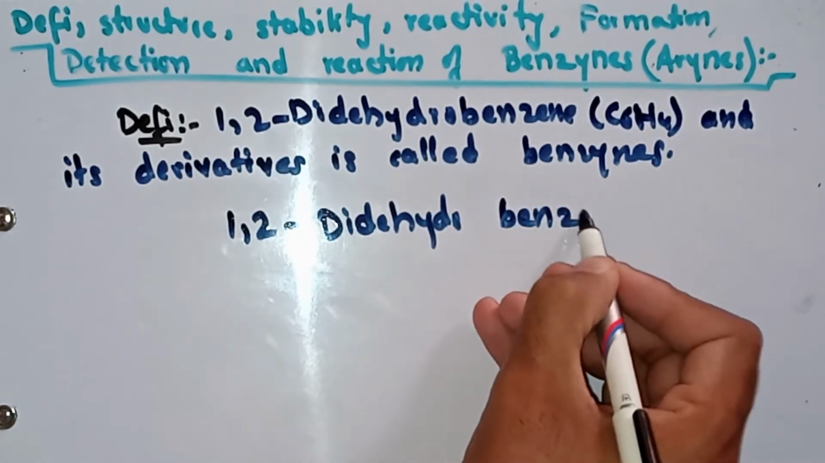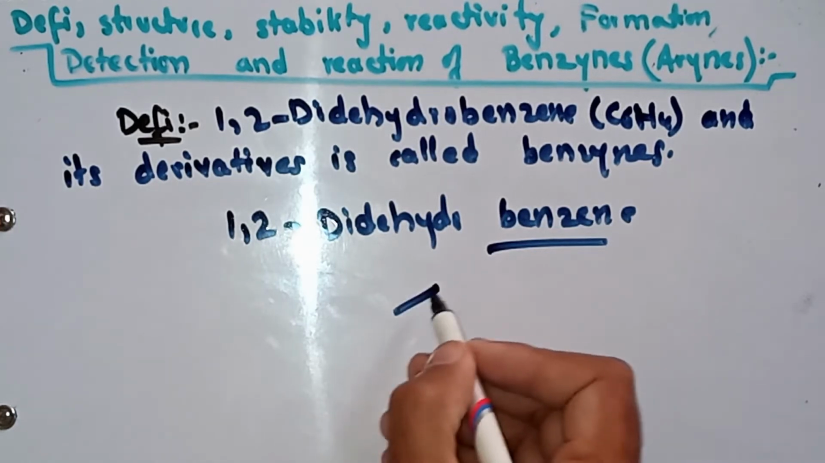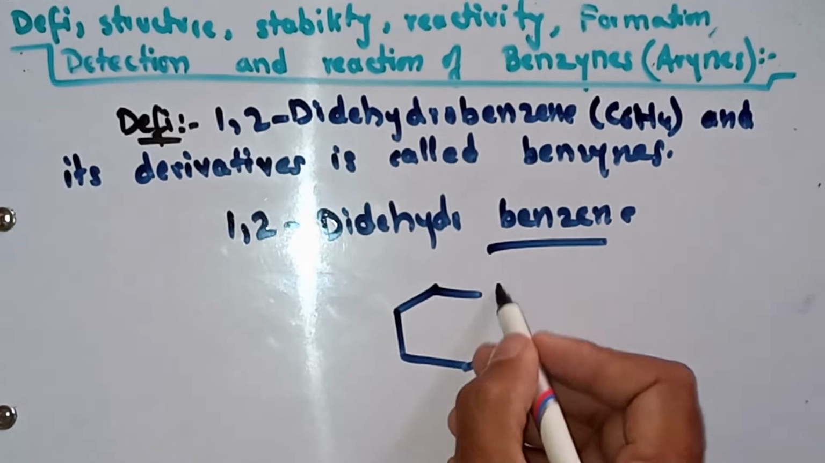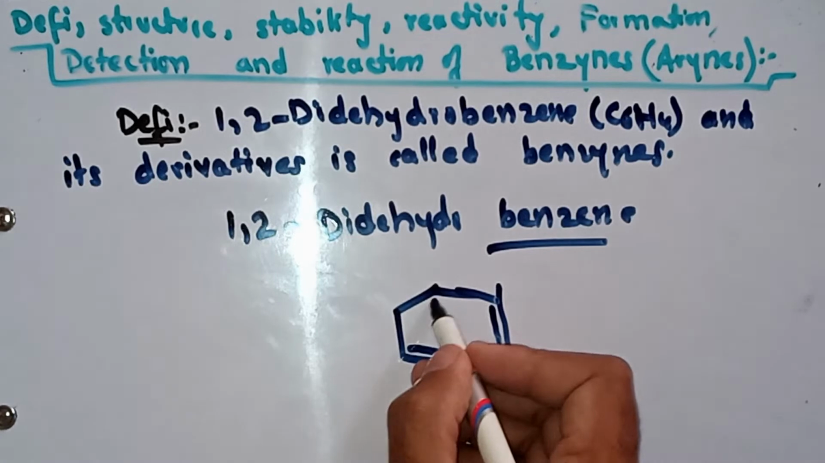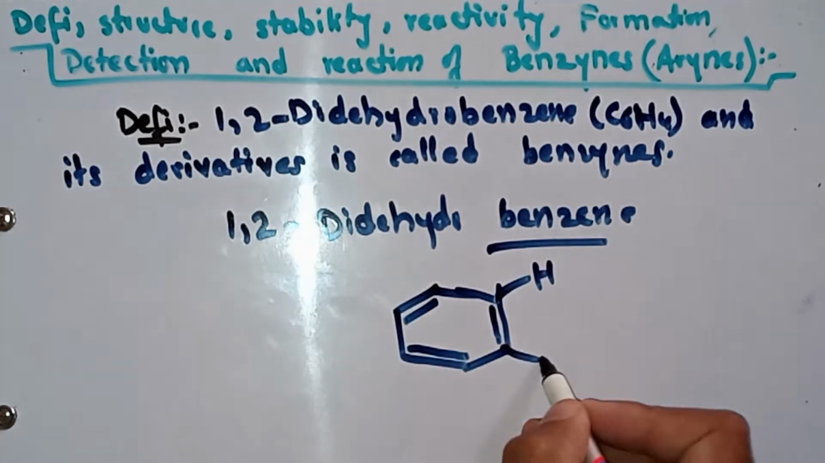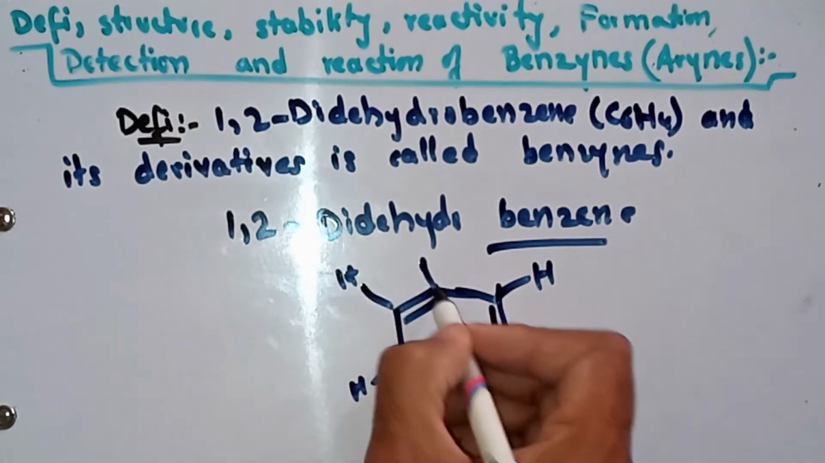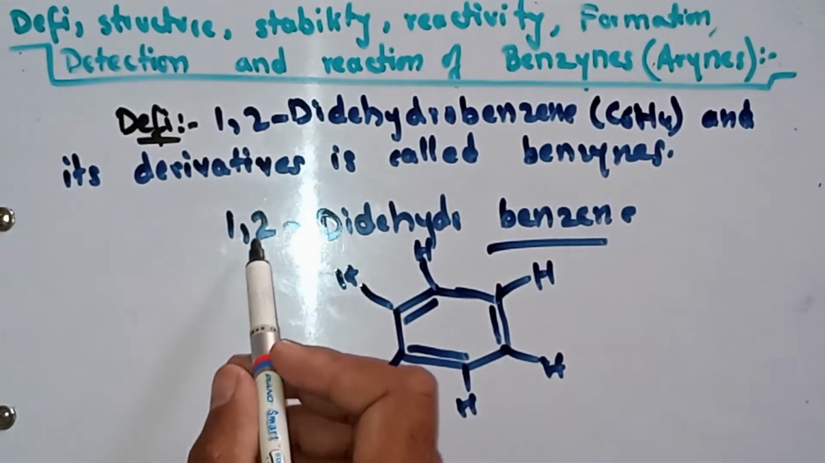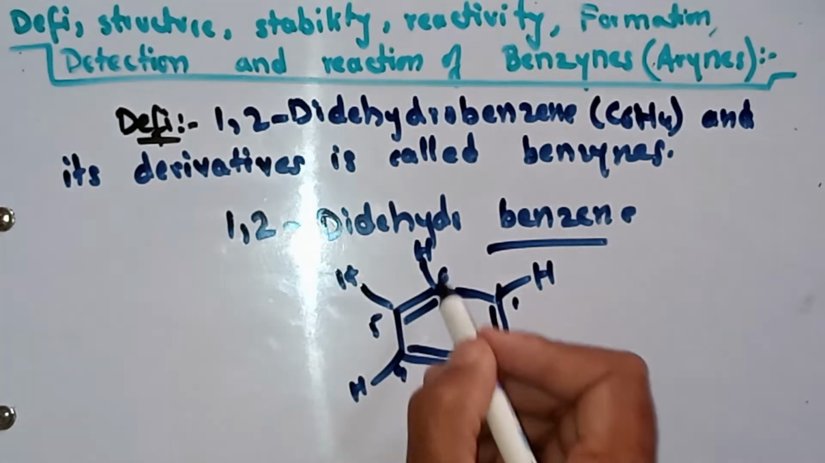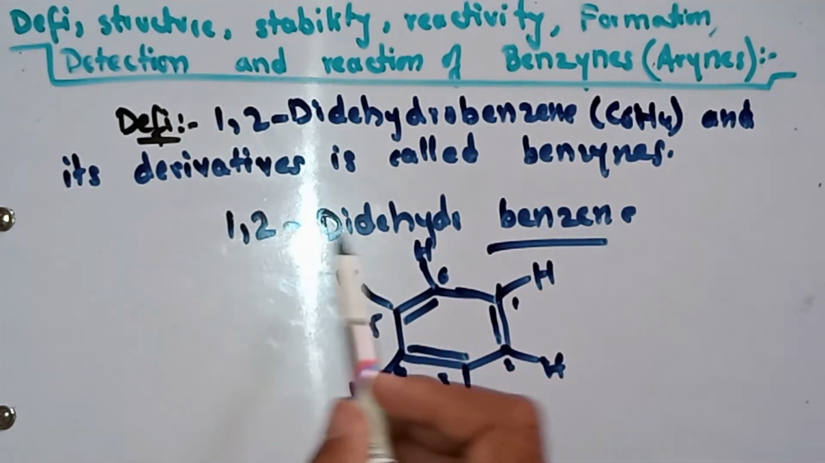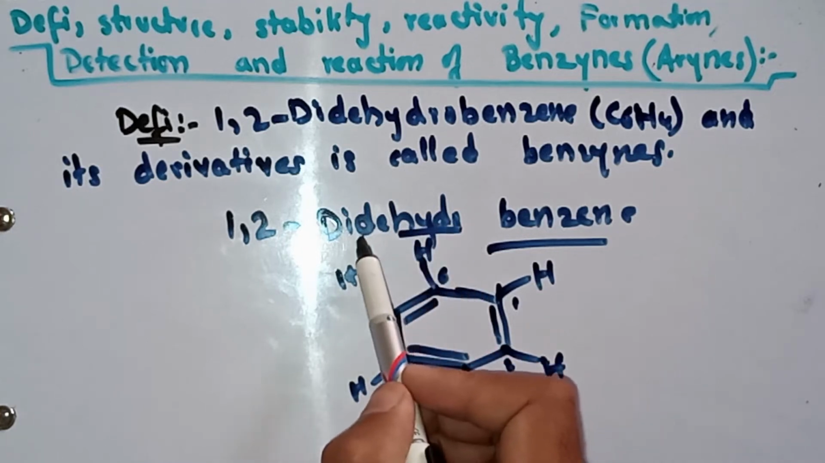Benzene means, first of all, you draw the structure. It is the structure of benzene. When you draw the structure of benzene, you remove hydrogen, because it says to remove the hydrogen of carbon one and carbon two. Let's suppose this is carbon one, this is two, three, four, five, and this is six. 1,2-dihydro means: hydro means hydrogen, and d means removal.